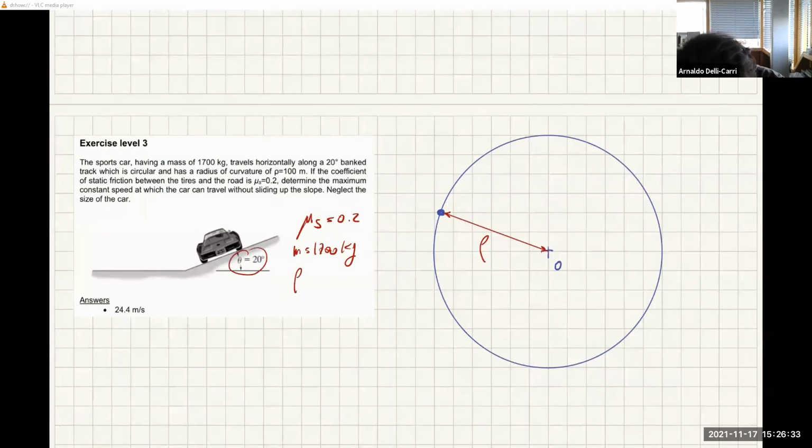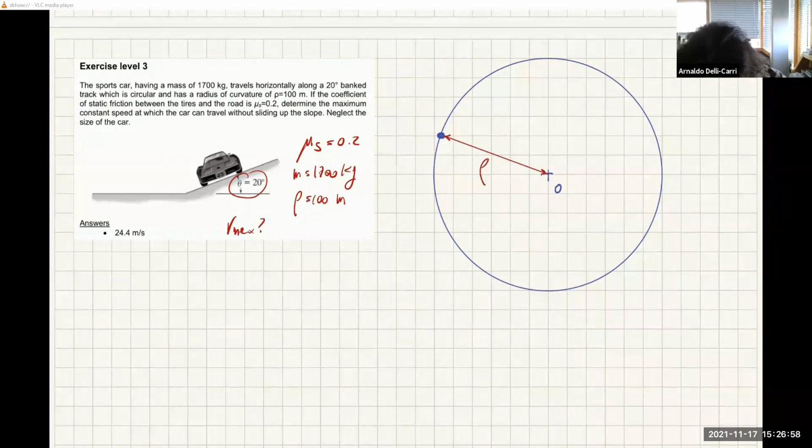Rho is 100 meters. We want to determine, again, it's exactly the same, the maximum constant speed at which the car can travel without sliding up the slope. So we want to find Vmax again. It's the same thing.